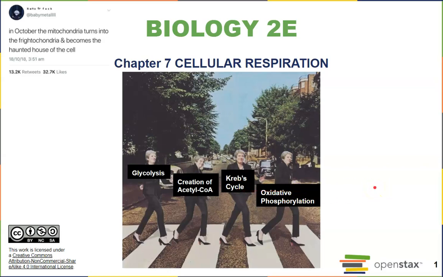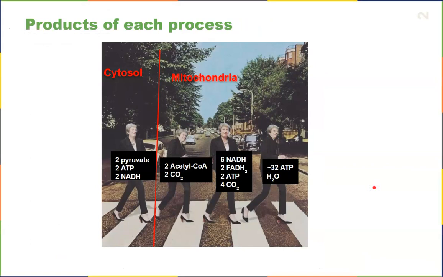So each of these steps creates certain products, which are seen here. So first thing I want to point out is that glycolysis only occurs in the cytosol. So as long as a cell has cytosol, it's going to do glycolysis. So if we think back to the chapter where we learned about cells, what's one of the four things that all cells have? It's cytosol, right? So all cells can do glycolysis. It doesn't matter if they're a prokaryote or a eukaryote.